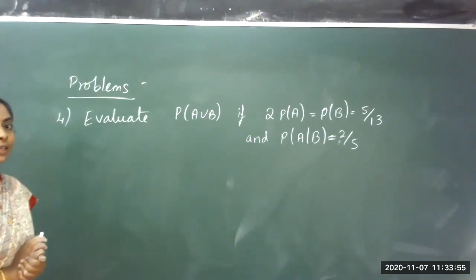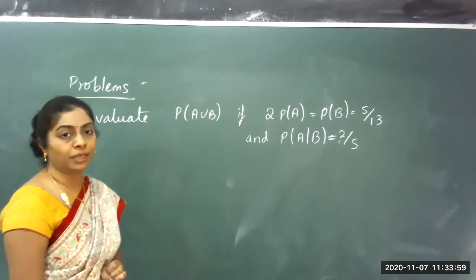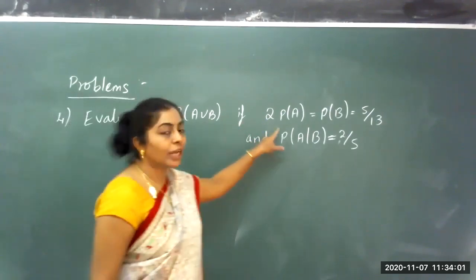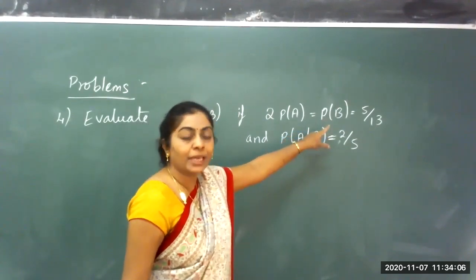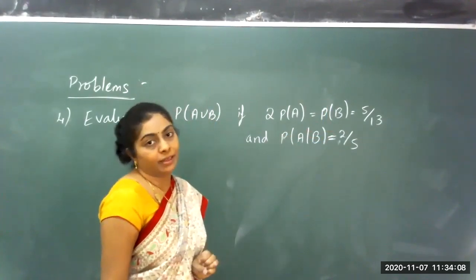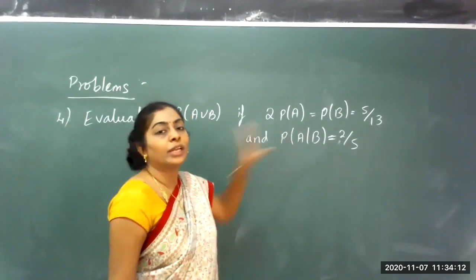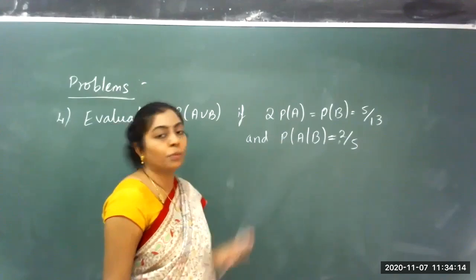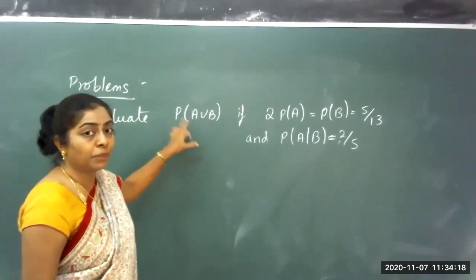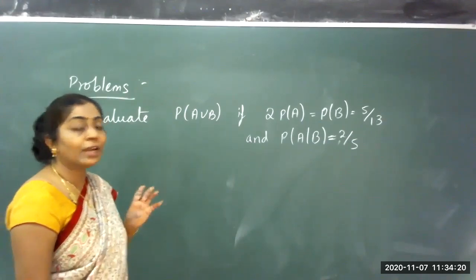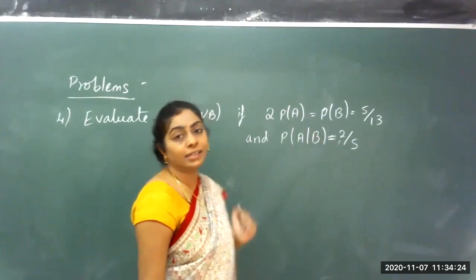Let us consider the next one. Evaluate the probability of A union B, if 2 times the probability of A is equal to the probability of B, which is equal to 5 by 30. And the given conditional probability of A when event B has occurred is 2 by 5. They have asked us to find the probability of A union B. But for that, I need the probability of A, the probability of B, and the intersection.